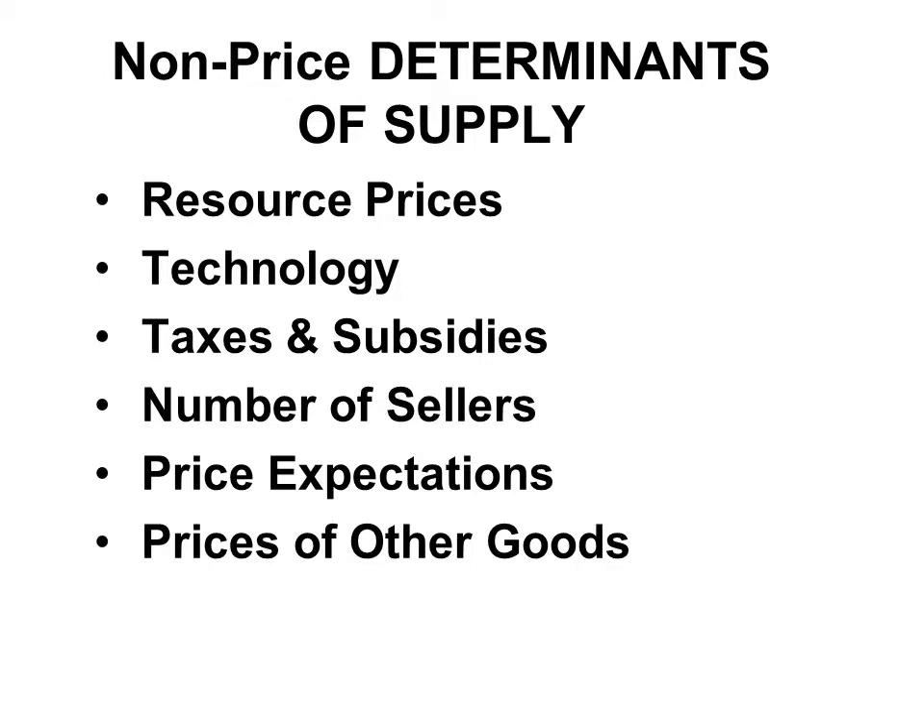Number of sellers is how many producers there are in the market. Now, price expectations. Sometimes producers will increase or decrease supply based on where they think prices are heading in the market. And then the final one is prices of other goods. This last non-price determinant will have some good application when we analyze a producer who can easily alter production between one or several different items. So this introduces you to the non-price determinants of supply. In the next lecture, we will talk about how these non-price determinants of supply either increase supply or decrease supply, either shifting the curve to the right or to the left.